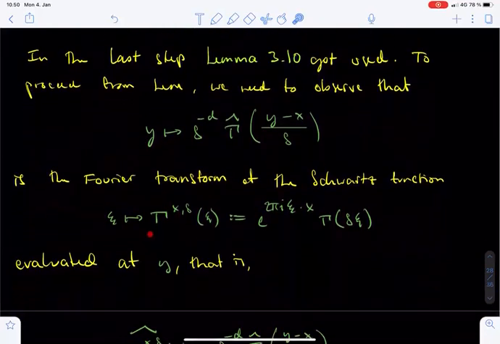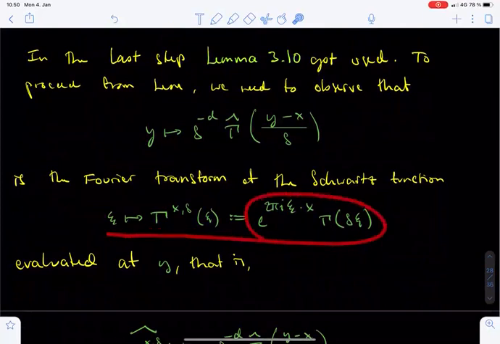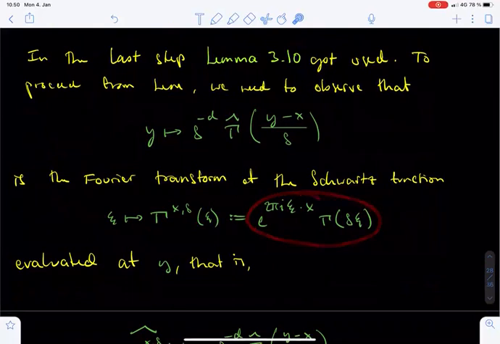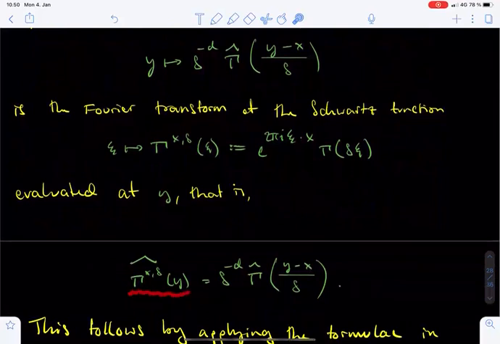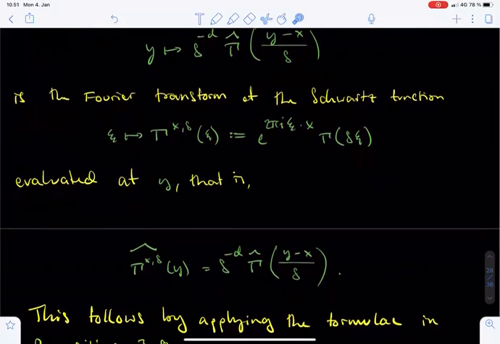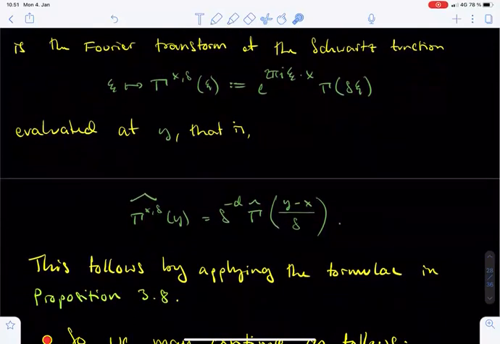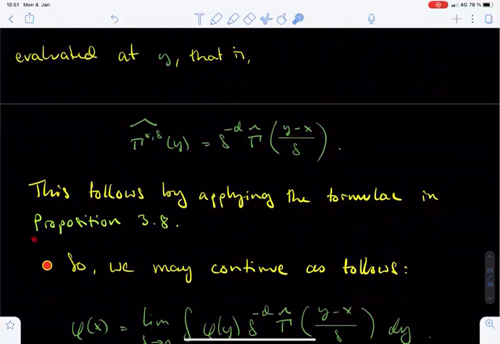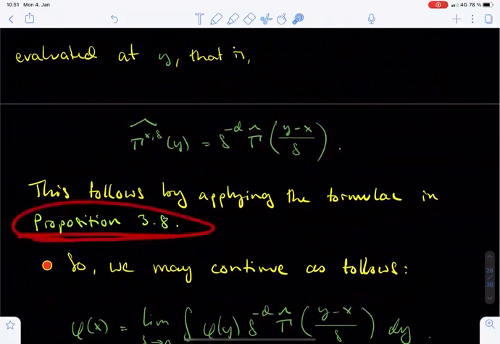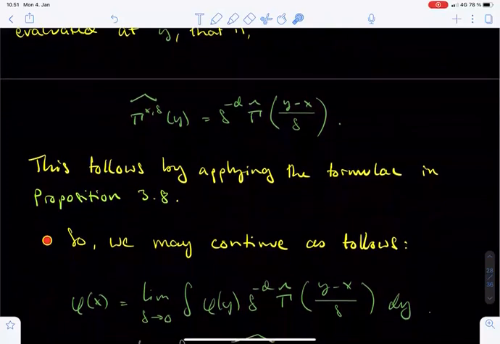This Schwarz function is the function gamma superindex x delta, whose value at xi equals e to the power 2 pi i xi.x times the Gaussian function evaluated at delta times xi. With this notation, the Fourier transform of gamma superindex x delta at y equals delta to the power minus d times the Fourier transform of gamma evaluated at (y minus x) divided by delta. Checking this equation carefully requires a bit of effort, but one probably needs to do it oneself to get really convinced. It is based on using multiple formulas from proposition 3.8, and we will not even attempt to show more details here.